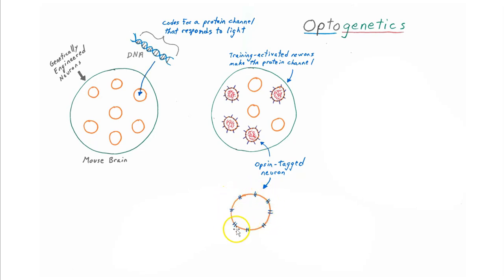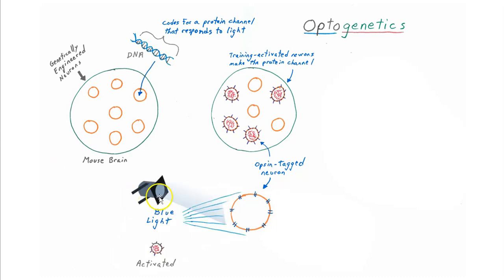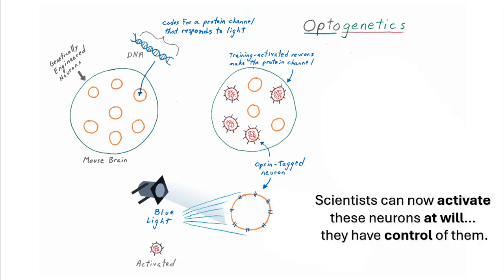We're tagging those neurons that were activated by the learning event, and now these neurons are installing a new protein channel that can be activated by light. So when we shine blue light on these particular neurons, it will turn them on, no matter what kind of input activity they're getting. So in this way, scientists can now activate these neurons at will. They have control of them.